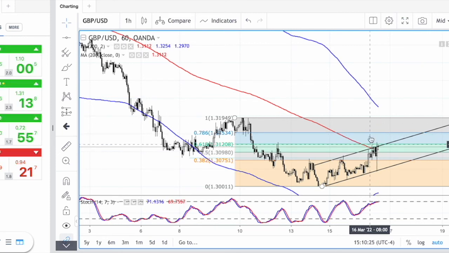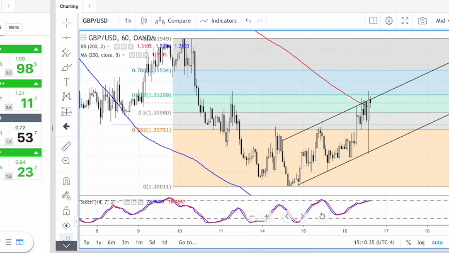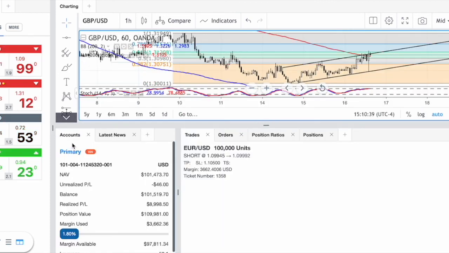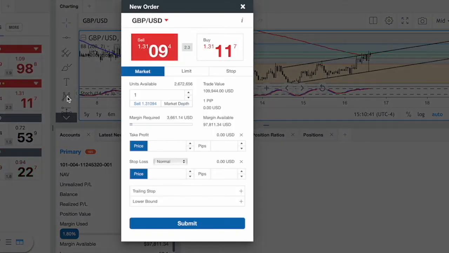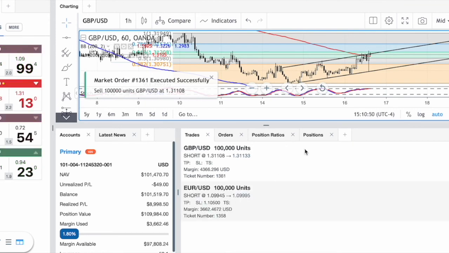There's a bit of movement above us, a bit of space to go to the 78.6. Perhaps that's a better place to take a trade. But we literally can get in with a tiny stop loss. So what I'm going to do, a minute stop loss on this, I can sell the pound, and I'm going to put $100,000 on that one as well. We'll come back to the stop loss shortly. That should go in.